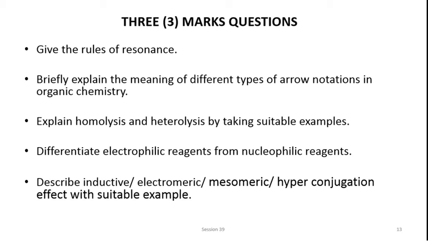They are electron loving species. So they are positively charged or electron deficient. So you have to know the different types of electrophilic reagents. They may be positively charged, or once again they may be neutral, which are electron deficient. You have to give suitable examples there.